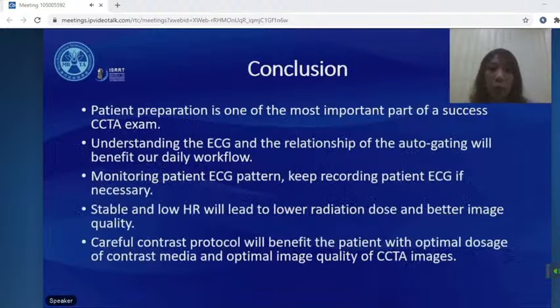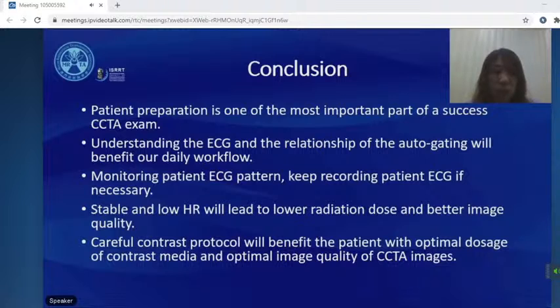And now we come to the conclusion. Patient preparation is one of the most important parts of a successful CCTA exam. A calm patient keeps the heart rate steady with a repeatable rhythm, which is good for a successful CCTA scan. Breath hold is necessary too because it will minimize the patient motion as well as the cardiac motion. We understand the ECG and the relationship of the auto-gating. I think it will benefit our daily workflow.